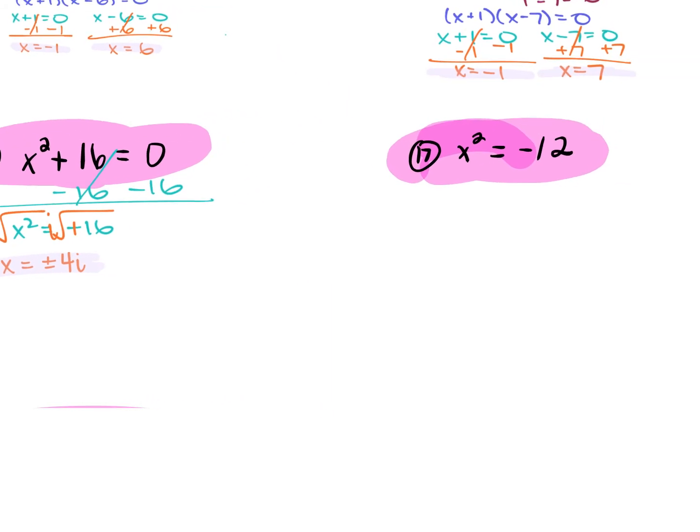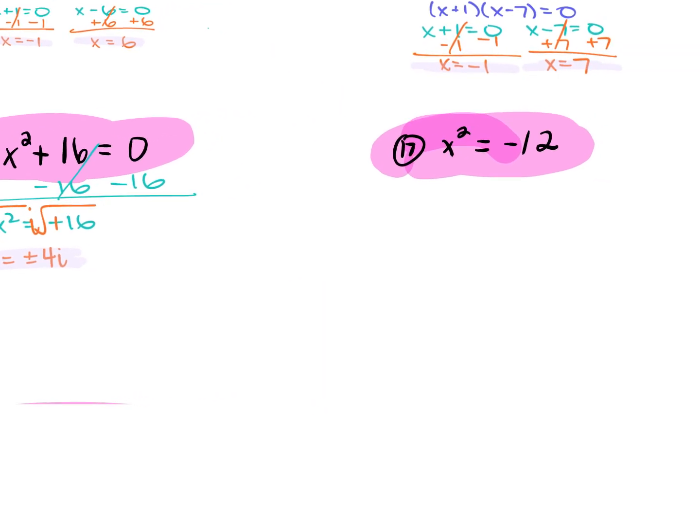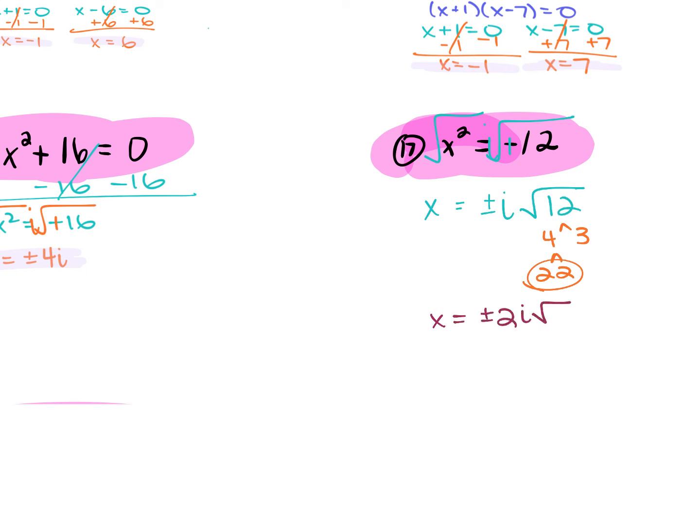For 17, we have x squared is equal to negative 12. This negative 12 is already on its own side, so it's x squared, so we can just take the square root of both sides. You need to simplify this square root of negative 12. Again, it's a negative, so pull that i out, make sure that plus or minus goes in front of it, and then take the square root of 12. 12 is what times what? 4 and 3. The 4 is 2 and 2, so those two 2's pair up. So this is going to become x is equal to plus or minus 2i square root 3.